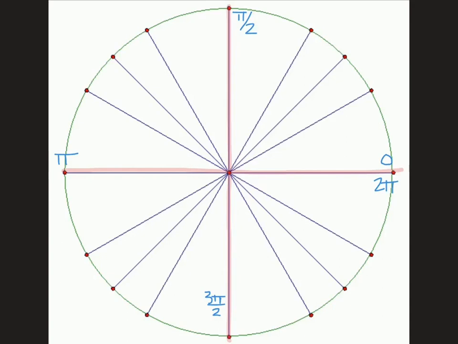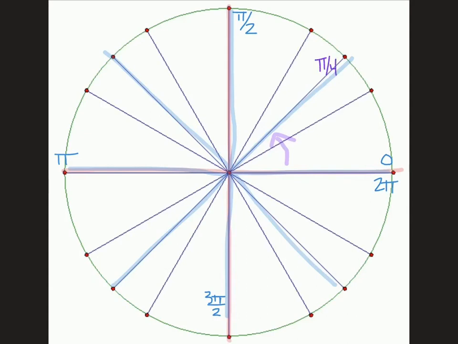Still starting here at 0 again. Sorry, this is not that neat, but I think you'll get the idea. Okay, so notice that this little bit right here is 1/4 of pi. So there it goes. So this is pi over 4.